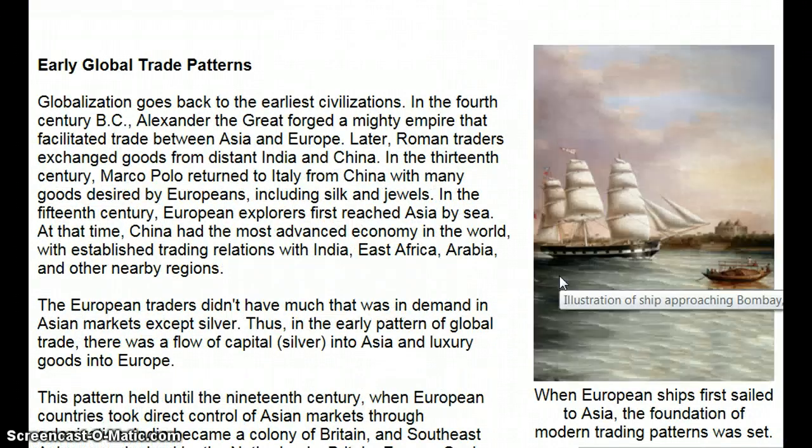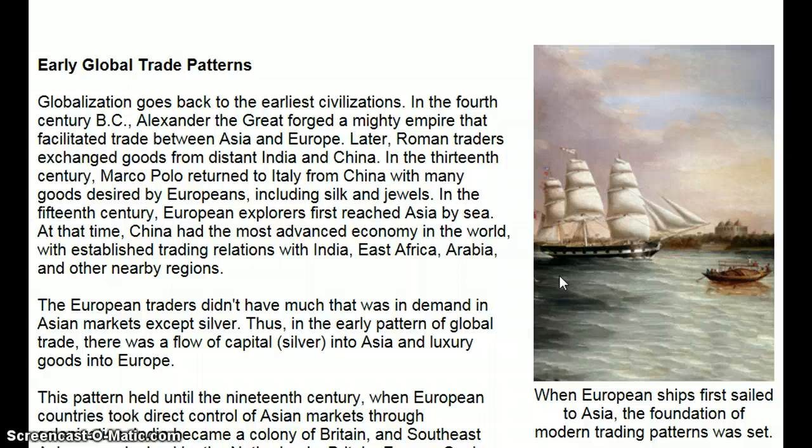Early global trade patterns. Globalization goes back to the earliest civilizations. In the 4th century BC, Alexander the Great forged a mighty empire that facilitated trade between Asia and Europe. Later, Roman traders exchanged goods from distant India and China. In the 13th century, Marco Polo returned to Italy from China with many goods desired by Europeans, including silk and jewels. In the 15th century, European explorers first reached Asia by sea.